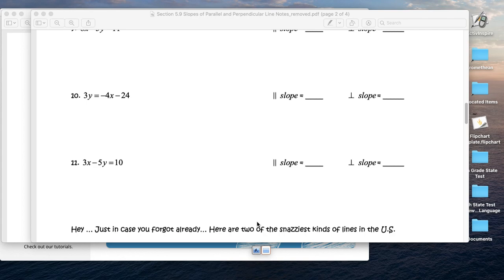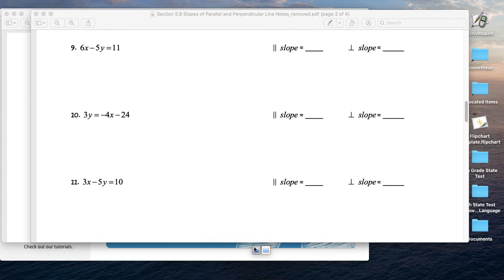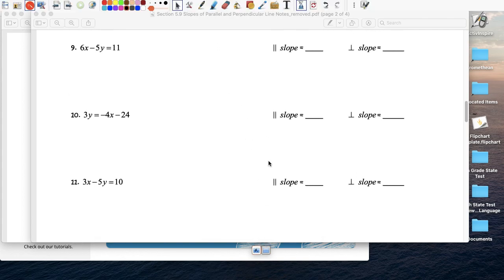Oh, we have two more. Number 10 looks a little bit easier because it has most of it done already. So again, let me write what it should look like. So right now I have 3y equals negative 4x minus 24. It almost is in the format that we want, except that I have to get rid of this 3 here. So how do I get rid of that?